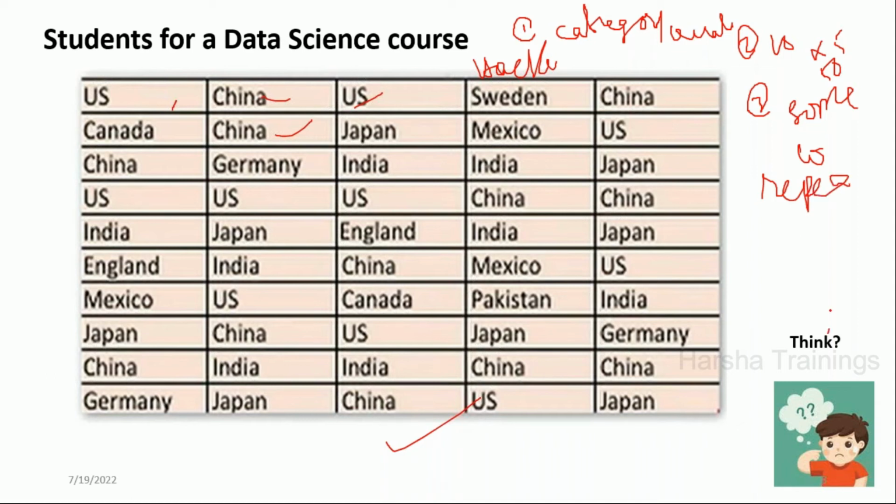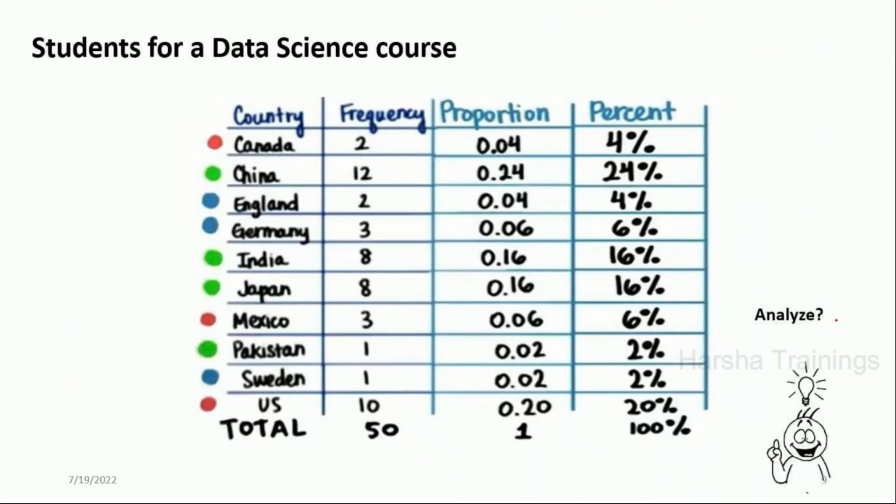Now, whatever data I get, first of all I should think. Initially, we store the unique countries. If we take unique countries, Canada appears 2 times. This I will call frequency. Frequency means the number of times a country appears in the data set. Then China appears 12 times, India appears 8 times, and US appears 10 times. If I add all these, I get 50.